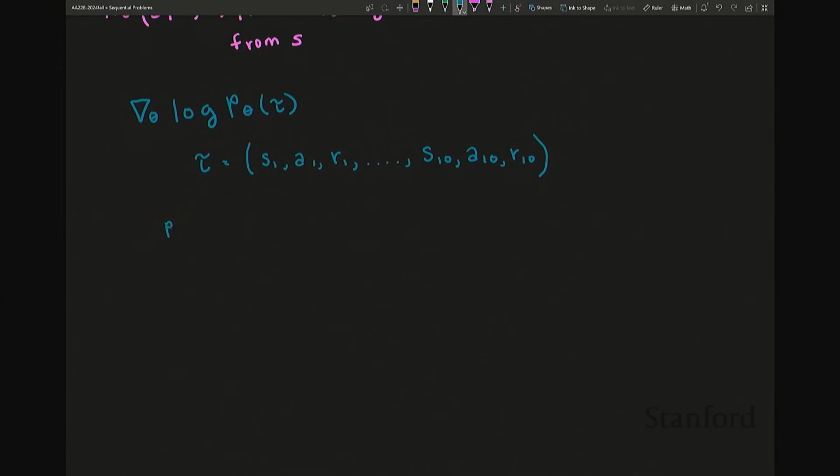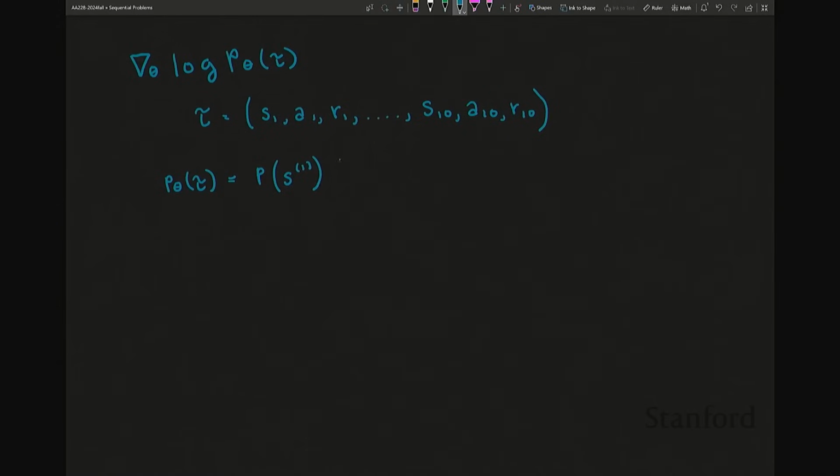So p theta of tau is going to be the probability of our initial state. And this doesn't come from the policy. You'll have some distribution over initial states. That could be a uniform distribution. Again, it could be based on some knowledge about the problem. But we're sampling from that distribution independent of the policy. The policy doesn't affect where we're starting.